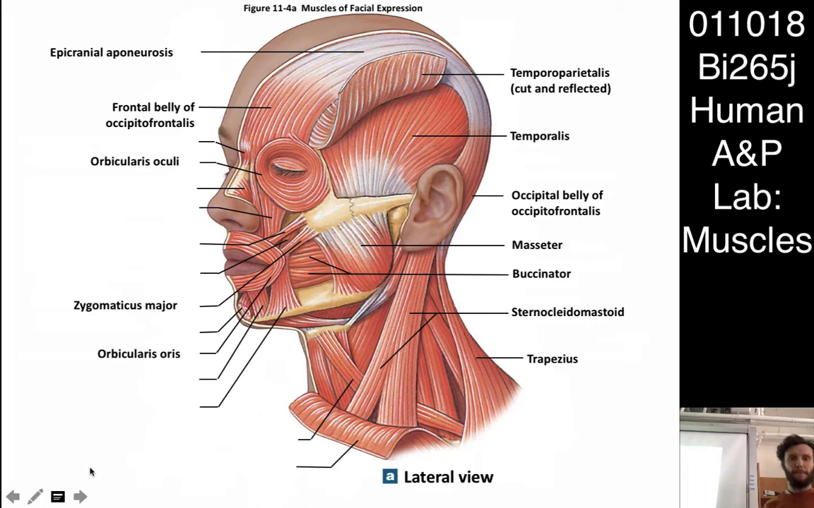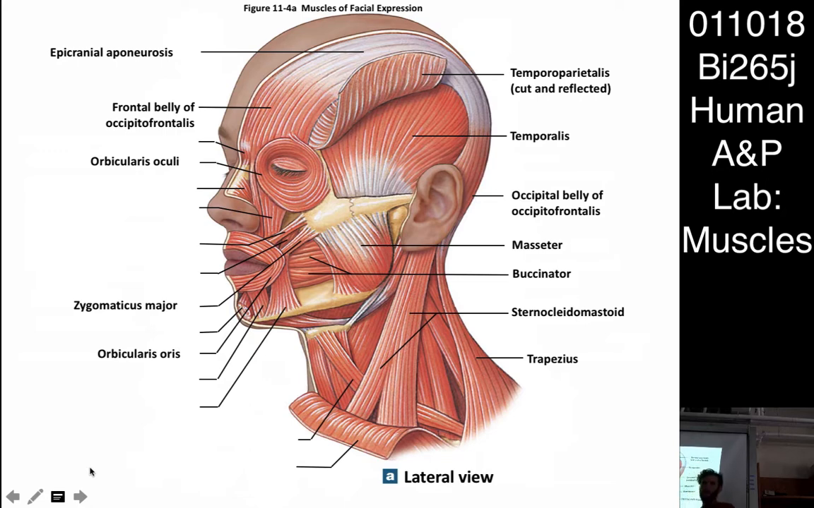All right. Orbicularis oculi. These are the muscles that do this. They make you close your eyes tightly. Orbicularis oculi, the muscle that surrounds the eye, when it contracts, it closes down around the eye. What else did I put?